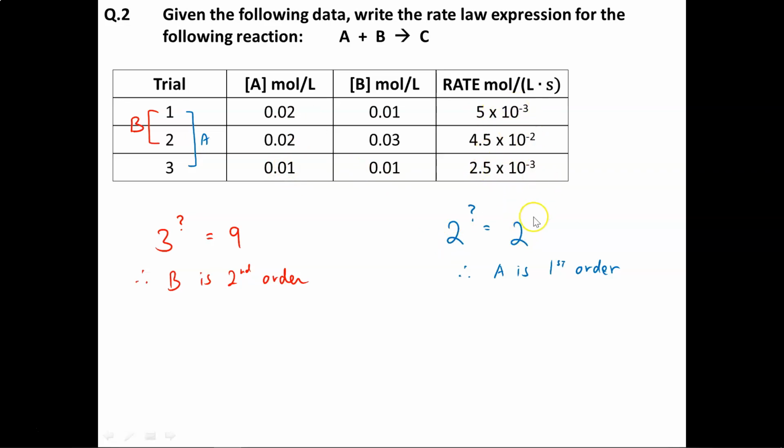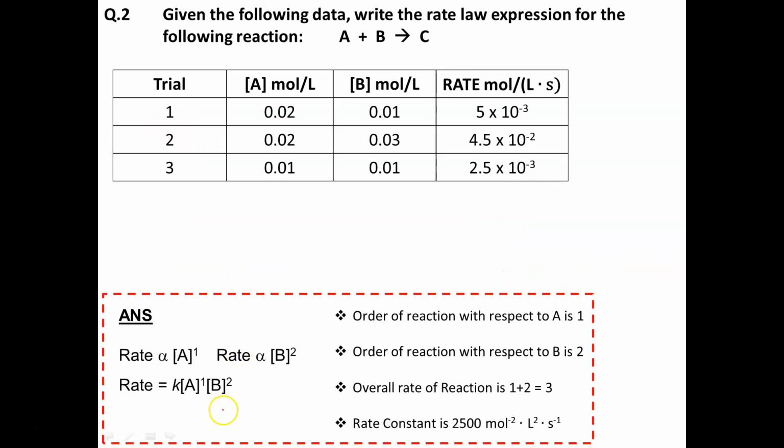So the rate of reaction is also doubled. So 2 to the power of what equals 2? The answer is 1. So therefore A is a first order reactant. From there, I substitute this into my rate expression. Rate is equal to k times [A] to the power 1, [B] to the power 2.